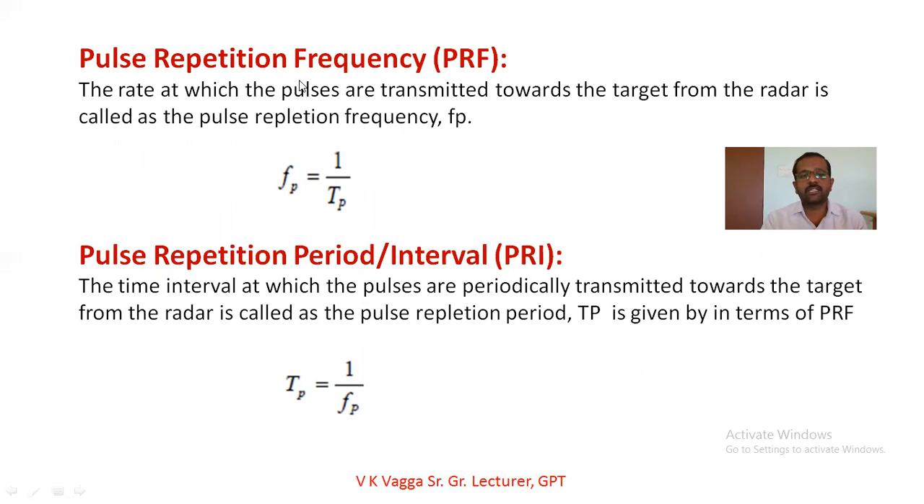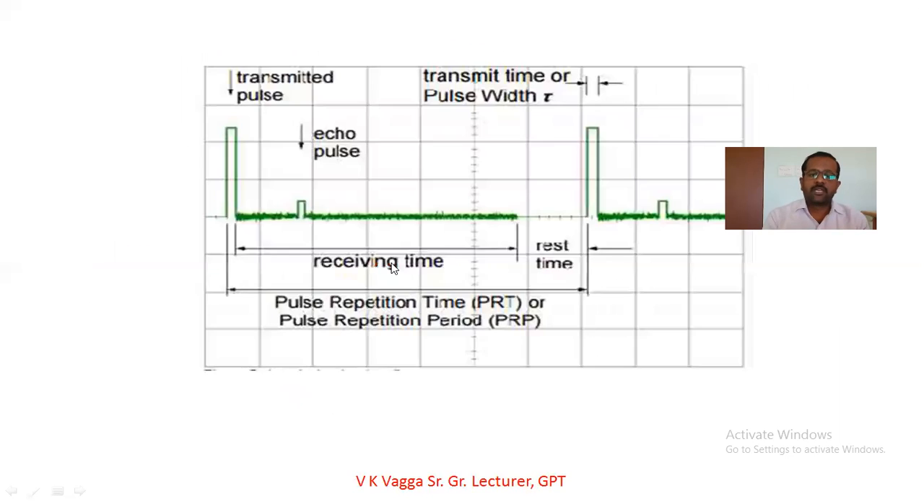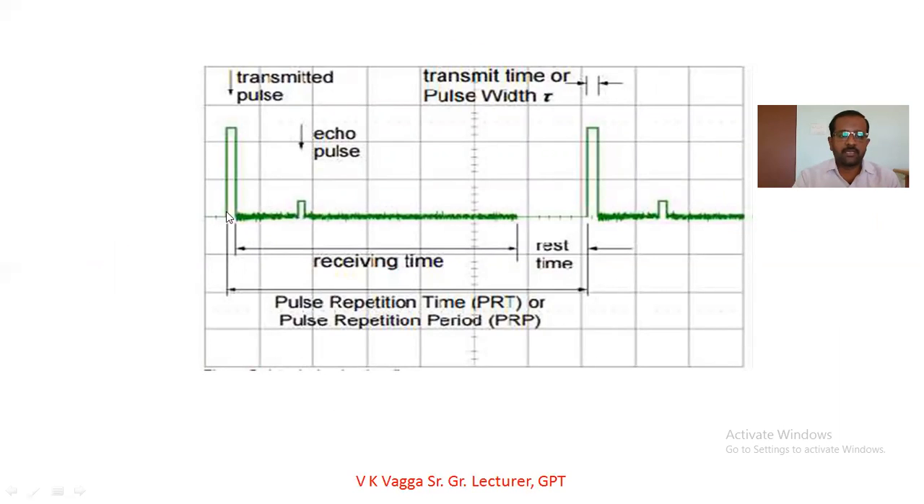If it is measured in hertz, it is called the pulse repetition frequency. And if it is measured as an interval of time, it is called the pulse repetition period. Understood? Okay.